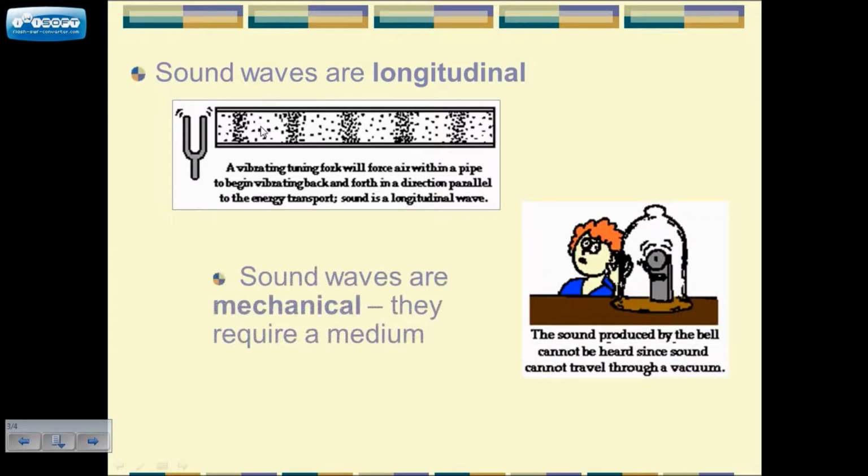And sound is also mechanical, which means that it requires a medium. In my little picture here, it says a sound produced by the bell cannot be heard since sound cannot travel through a vacuum. So this is a vacuum chamber. This is one of the demos that you can actually see done in class in this unit. So mechanical means it requires a medium.